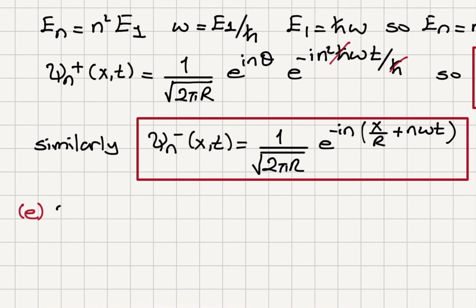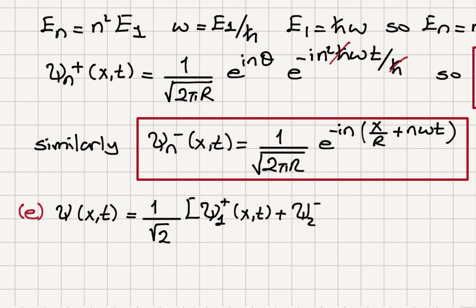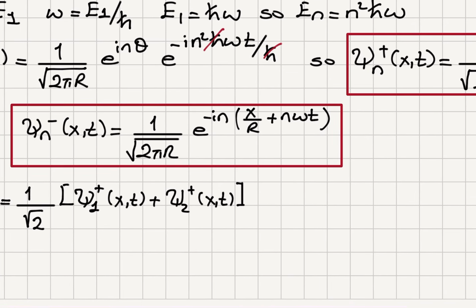Okay, so we're looking at the non-stationary solution psi of x and t. So let's first write it as a linear combination of these two solutions, 1 over square root of 2 times psi 1 plus of x and t plus psi 2 plus of x and t. And that will give us, because we had 1 over square root of 2 pi R, 1 over square root of 4 pi R.